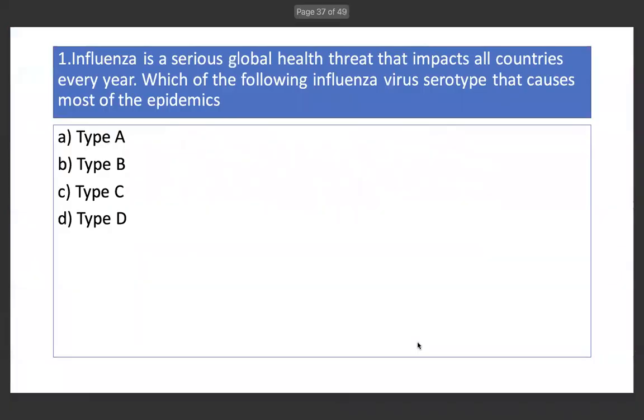MCQs. Question number one. Influenza is a serious global health threat that impacts all countries every year. Which of the following influenza virus serotypes cause most of the epidemics? The correct answer is A, type A.